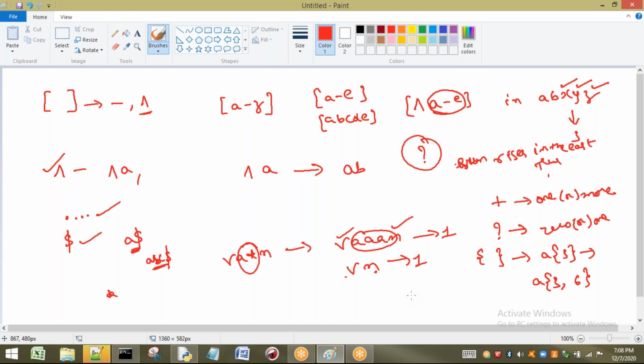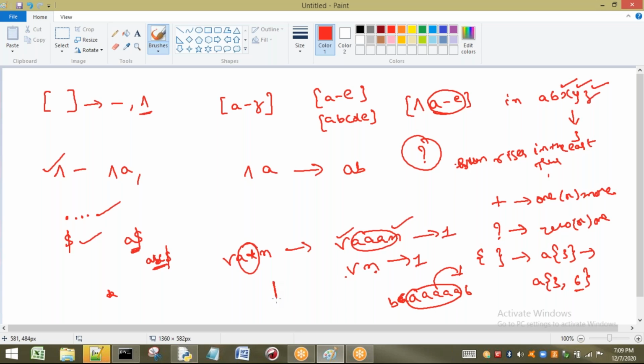See, if I take A{5,6} and a string with some A's followed by B. The meaning of this is, first it will check for 6. Is there any 6 A's here? No. So it will check for the next, 5. Is there any 5 A's? Yes, 5 A's are there. So one match is found. Right. Next, after braces, we have seen alternation.